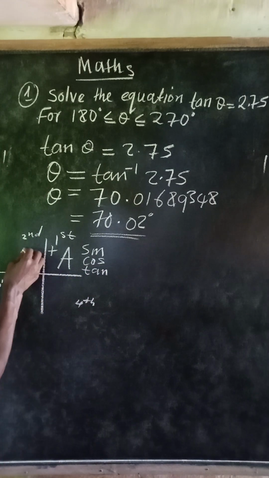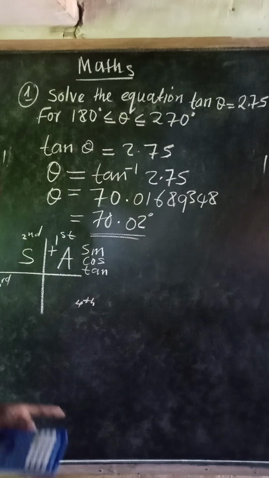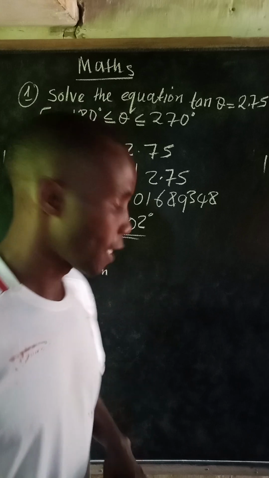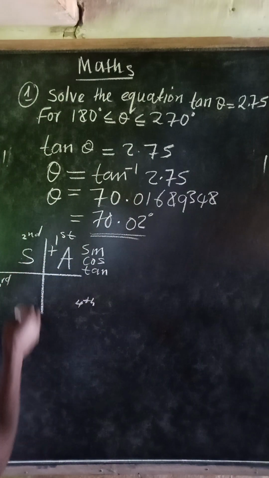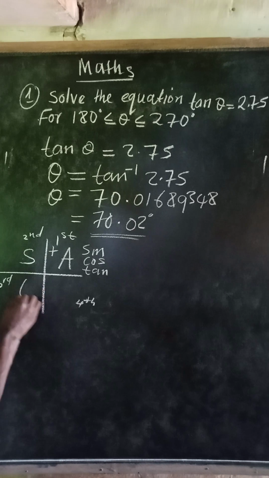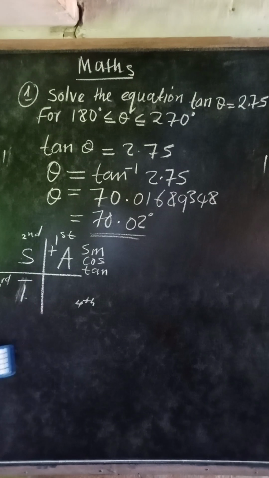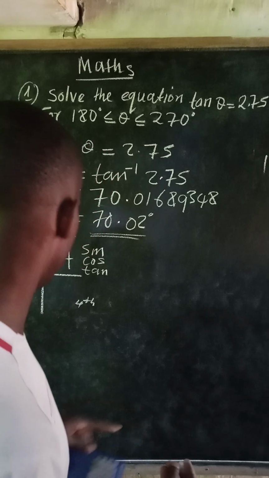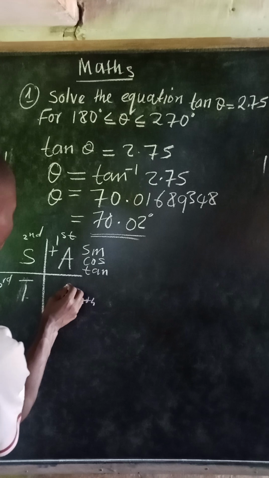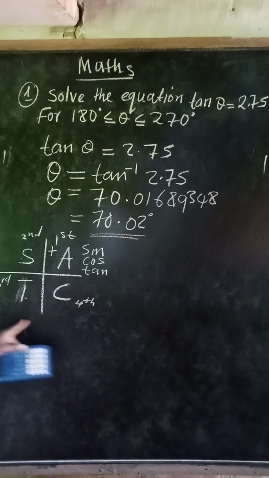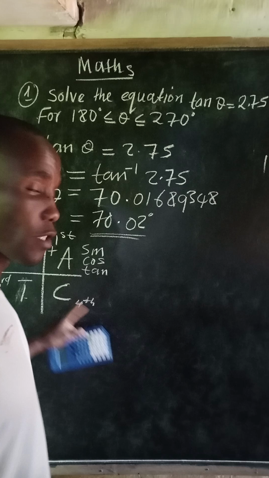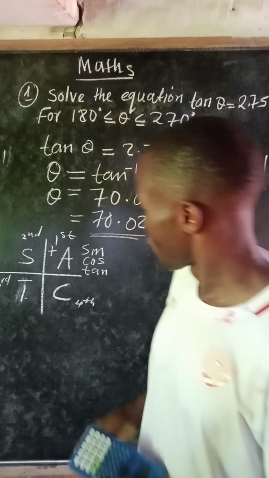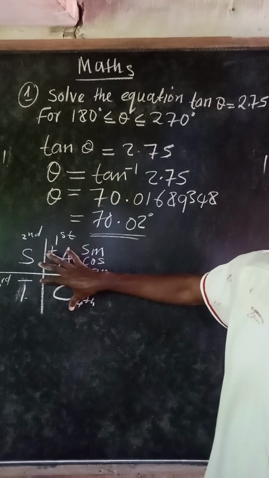Then in the second quadrant, we only have sine, which is positive. So when sine is positive, it means tan and cos are negative. That is the second quadrant. Then the third quadrant, it's only tan that is positive. So when tan is positive, sine and cosine are negative. Then the last quadrant, the fourth quadrant, is only cos that is positive. So when cos is positive, then tan and sine are negative. So that is what you are supposed to follow as a learner.